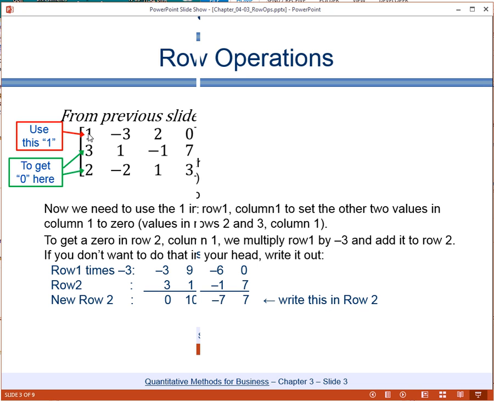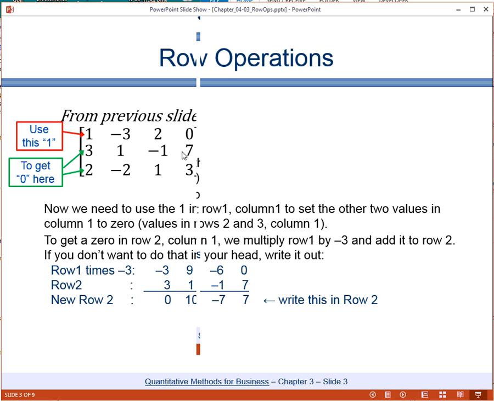So minus 3 times row 1 is minus 3 times 1 is minus 3. Minus 3 times minus 3 is 9. Minus 3 times 2 is minus 6, and minus 3 times 0 is 0. So right there, minus 3, 9, minus 6, 0 is just minus 3 times row 1.